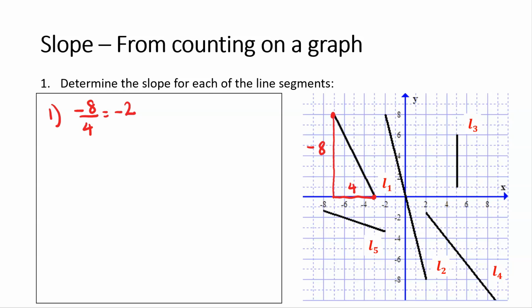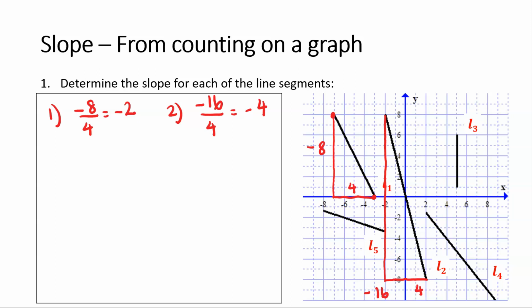Looking at line 2, this one's very steep. We're going down 1, 2, 3, 4, 5, 6, 7, 8, 9, 10, 11, 12, 13, 14, 15, 16. We're going down 16, so that's a rise of -16, and we're going across 1, 2, 3, 4 times. So for line 2, we have a rise of -16, which means we're falling, and we're going to the right 4 times. -16/4 would reduce to -4.